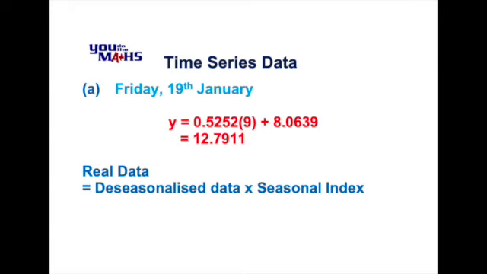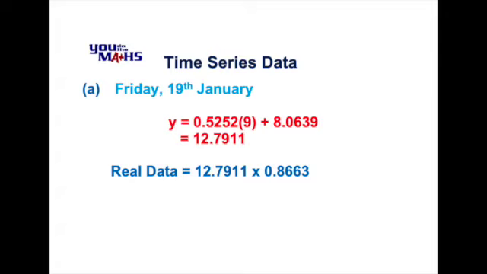So to get the real data prediction for Friday, we multiply 12.7911 by its seasonal index for Friday, which is 0.8663. When we do that, our result for that Friday comes out to be 11.3368. Now, of course, we can't have 0.3368 of a parcel, so we round that off to the nearest whole number, and we get a prediction of 11 deliveries for that particular Friday. Let's have a look at how this looks on the graph and how we can justify the steps that we just took.